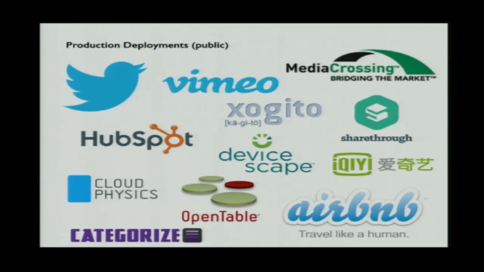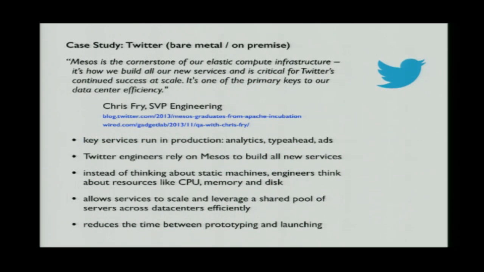So there's a lot of production deployments, Twitter being very large, Airbnb, those are the two big case studies, but a lot of other very interesting companies too. And there's more than this that aren't public yet, but a couple that are coming public soon. And Chris Fry, SVP of engineering at Twitter, was in Wired very recently talking about Mesos, about how it really powers a lot of what they're doing to scale out Twitter to get rid of the fail whale. Now the fail whale is deprecated.